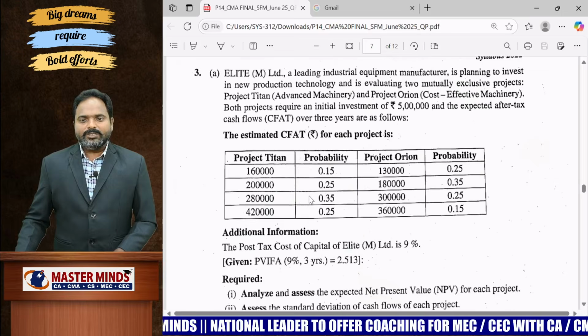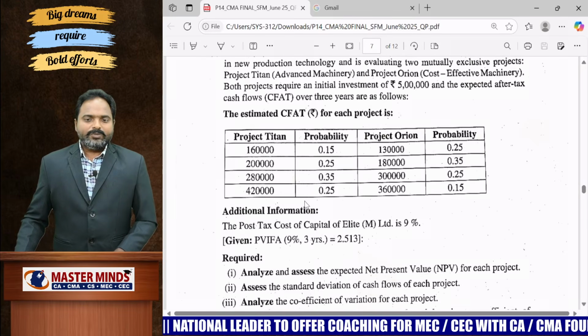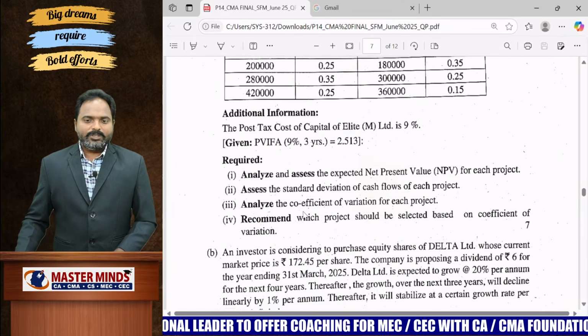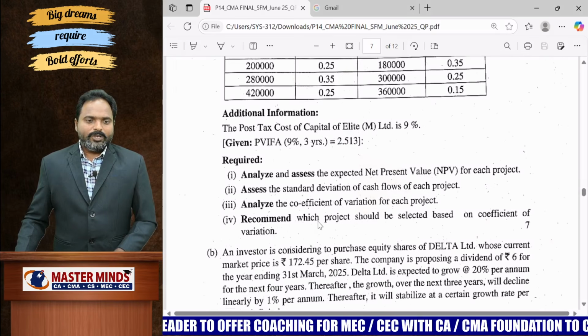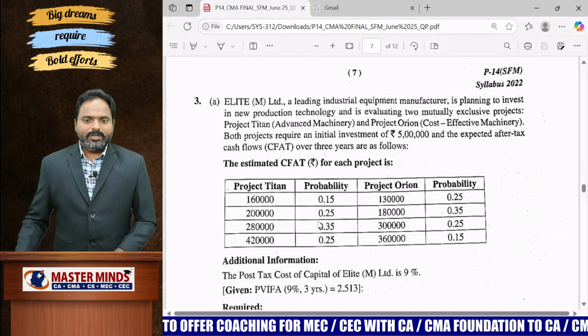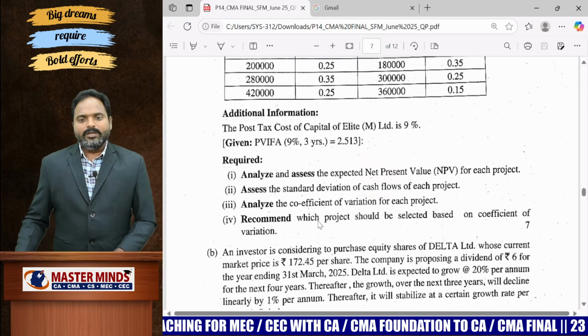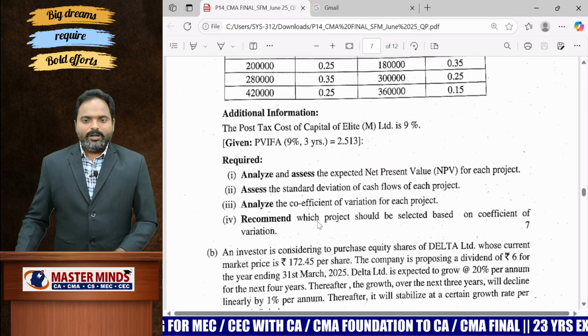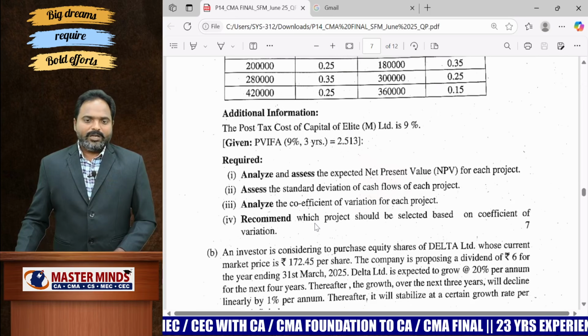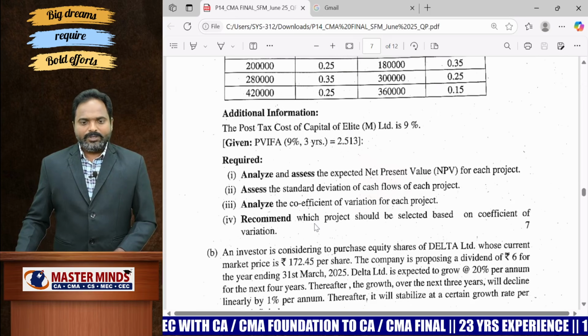Question number 3A is again from risk analysis, investment, very simple problem. As it is, the problem is there in our material. So same ditto problem, copy paste. Question number 3A is not a lengthy problem also, it is not time taking also. Simply you can calculate expected net present value and standard deviation as well as coefficient of variation. Everything you can calculate.